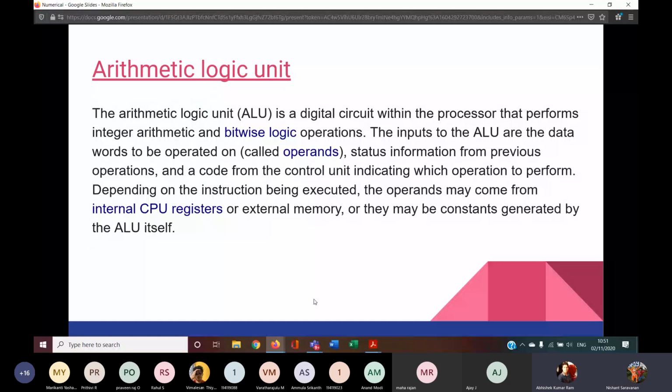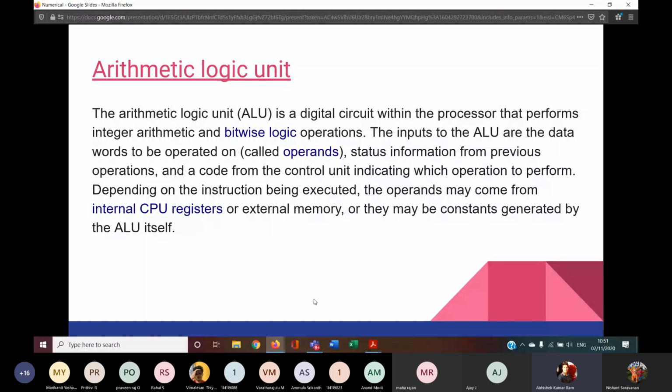The other most important part of the CPU is the arithmetic and logic unit. The ALU performs simple addition, subtraction, multiplication, division, and all the logical operations based on which the CPU works, such as the OR and the AND gate. Everyone knows about that. The memory stores the program instructions and the data.